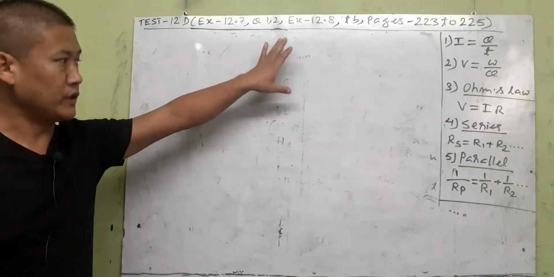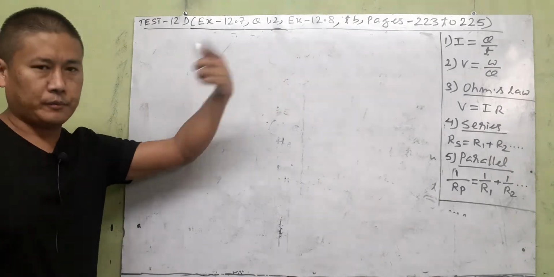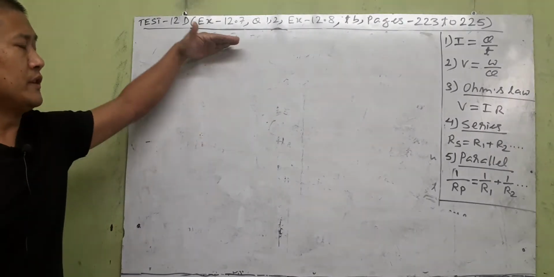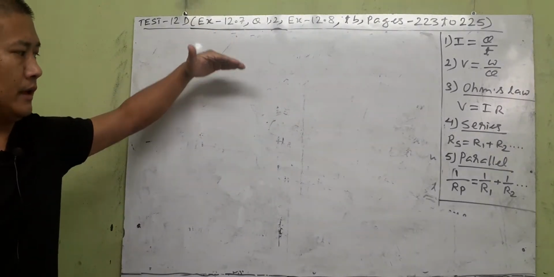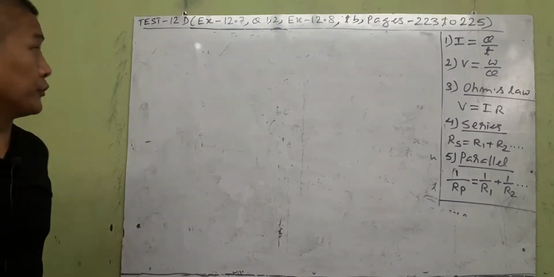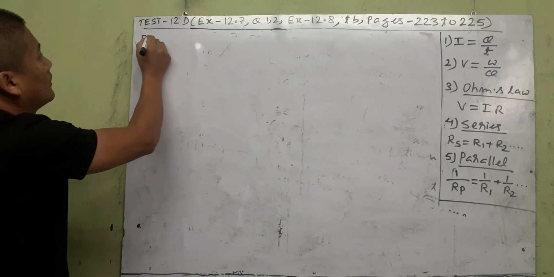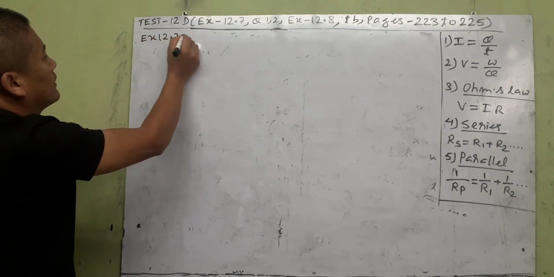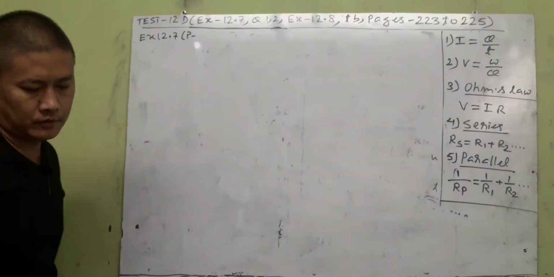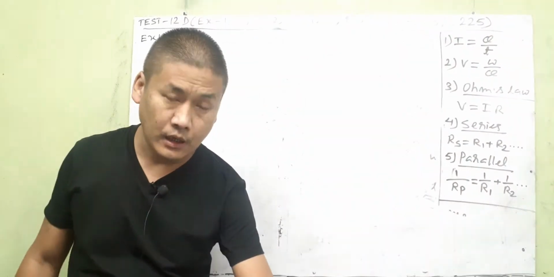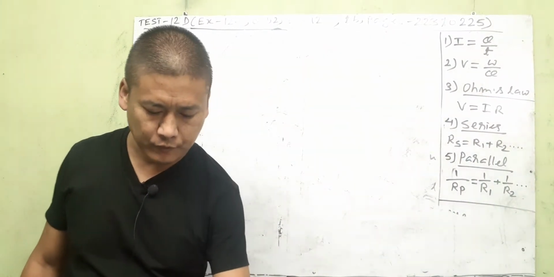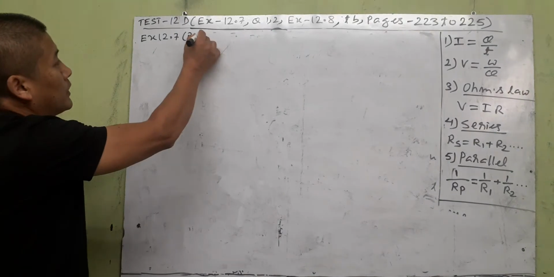Okay, so we'll start with the numericals. We know now, from our previous class, the difference between the series and parallel circuit. So let us start with this one. Example 12.7. This you'll find in the textbook. We'll do it slowly because it's not hard, okay? Just listen carefully. It needs some patience.